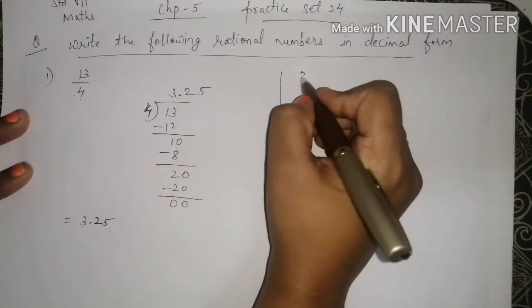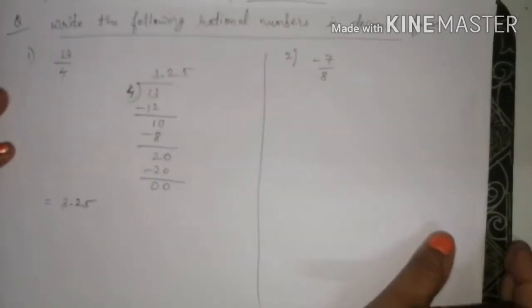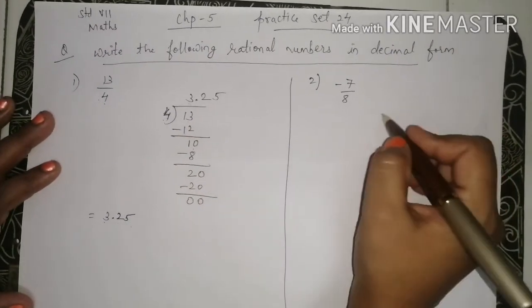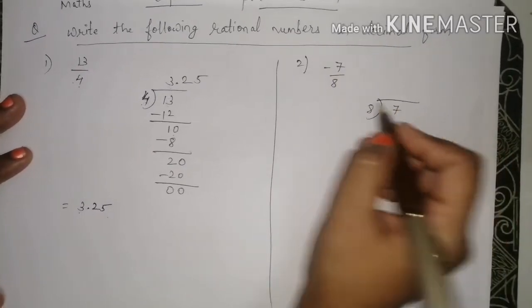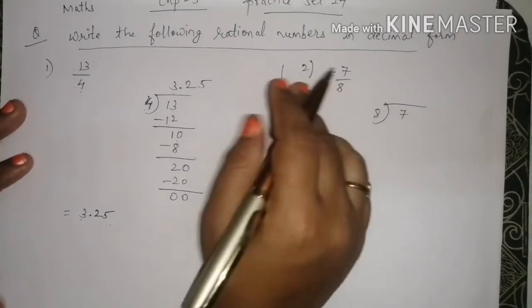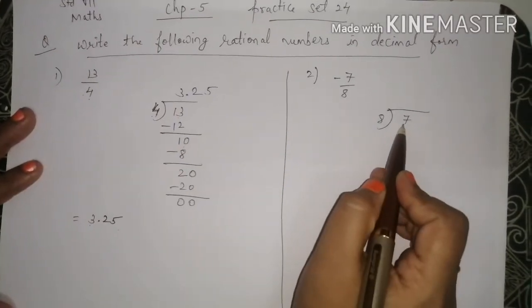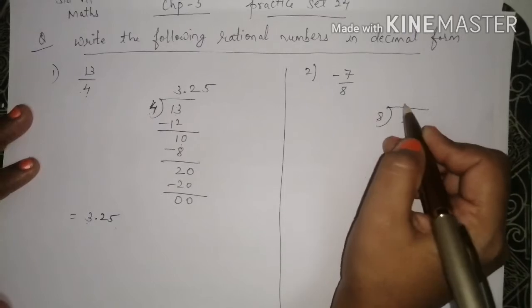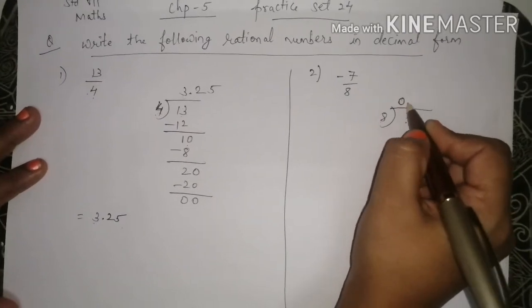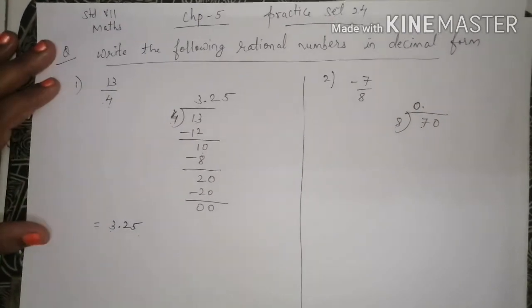Let's move to the second sum. The second sum is minus 7 upon 8. Like this only we have to divide. 8 will come outside, 7 will come inside. The minus we keep aside and give in the answer later on. Let's divide. Now the number 7 is less than 8, so we can't divide it. So we have to take 0 point in the beginning and borrow the 0. So the number has become 70.